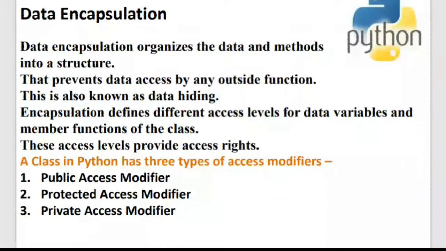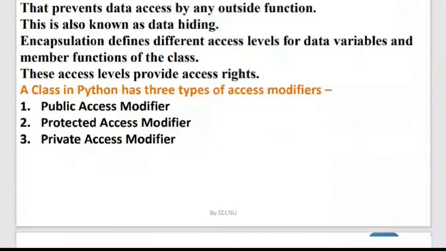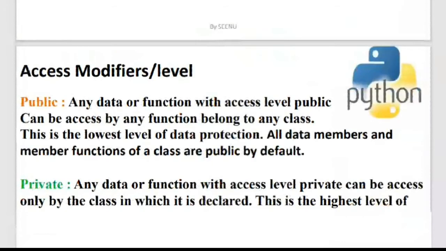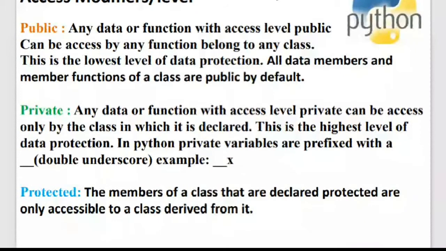So let us look into what will happen if I say public. Public means, like how I associate variables, right? You're saying A is equal to 20 or 30 or like this. When you say A is equal to 20, by default it is a public access modifier. So that's what I mentioned here. All the data members and member functions of a class are public by default.